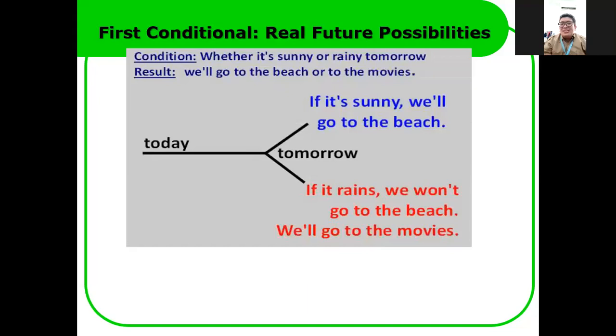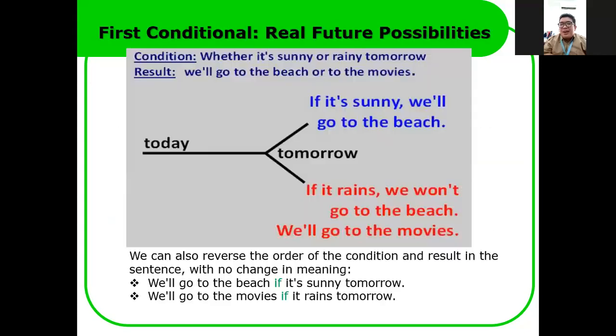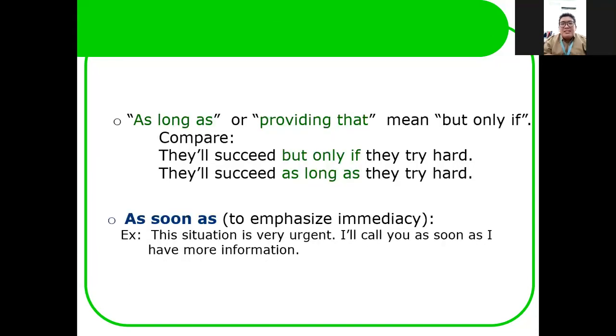Real possibilities to go for a walk if the weather is nice. Mereka akan ada kemungkinan mereka jalan-jalan atau ke pantai atau ke bioskop if the weather is good. Kalau cuacanya bagus atau cuacanya baik. Okay, this is the similar concept with the previous one. Sama ya konsepnya. And then this is the other one, as long as they will succeed as long as they try hard. Jadi ada mereka akan sukses kalau mereka bekerja keras.